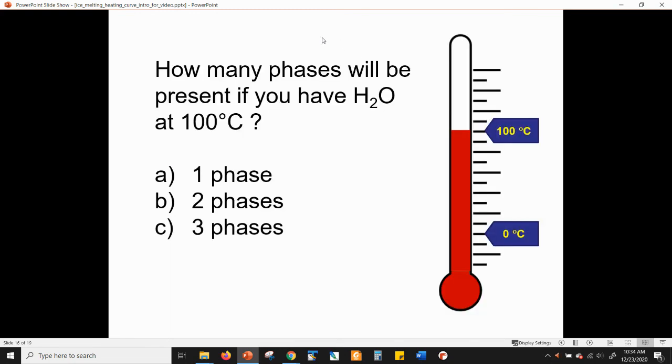How many phases will be present if you have H2O at 100 degrees Celsius? Hit pause. Okay, 100 degrees Celsius is the boiling point of water. That's when you've got liquid water present and gas vapor present, and they're both at 100 degrees Celsius.